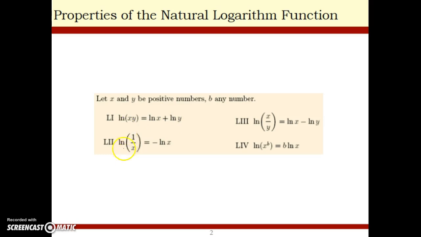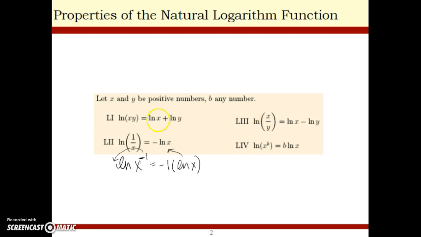Also, hopefully this one looks familiar, natural log of 1 over x. That's the same thing as saying natural log of x to the negative 1. And hopefully you remember from the power rule, whenever you take the log or the natural log of a term with an exponent, that exponent can become the coefficient. So that is the same thing as saying negative 1 natural log x. So that's where that comes from.